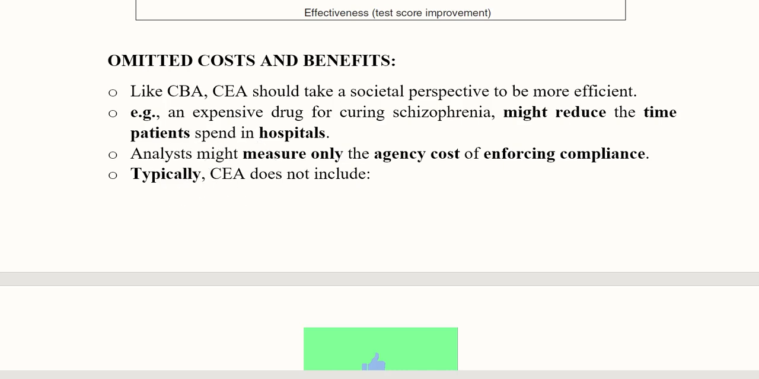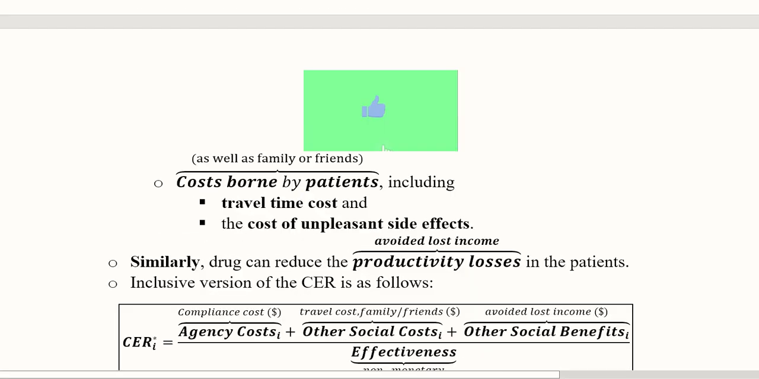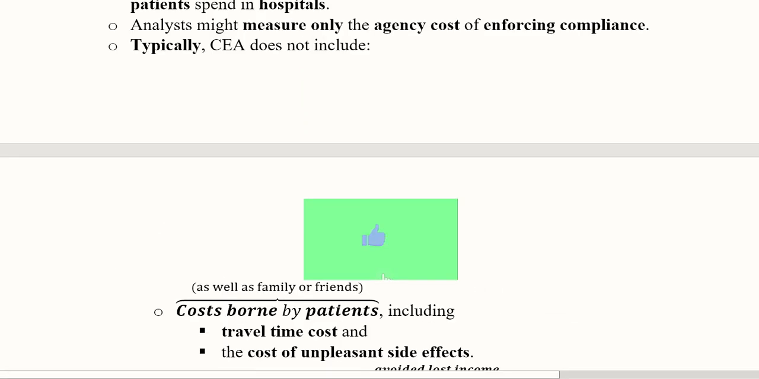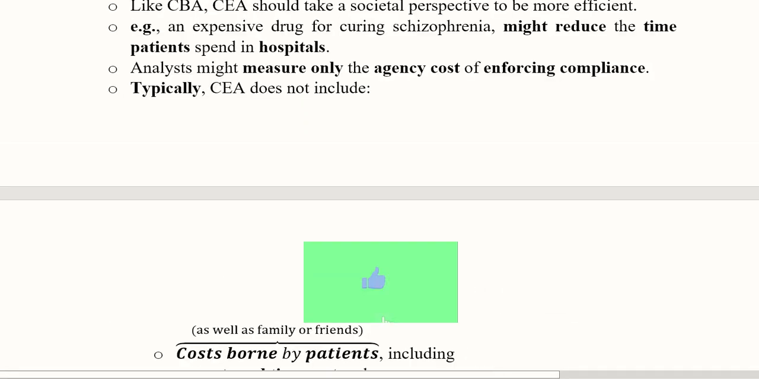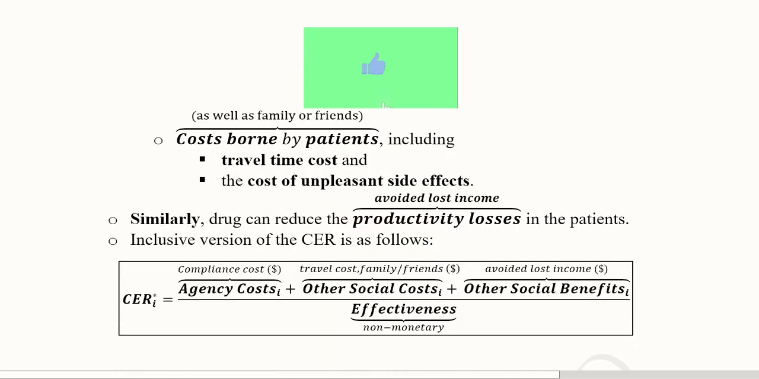Because these aspects are the costs that are borne by the patients. Because the patients, they have to travel, and their travel time cost should be considered, which is the cost of their time that is spent in traveling instead of doing something else. And the cost of unpleasant side effects should also be included, because people can have some side effects with this drug. So that drug can cause some side effects, and the costs associated with those side effects should also be included.